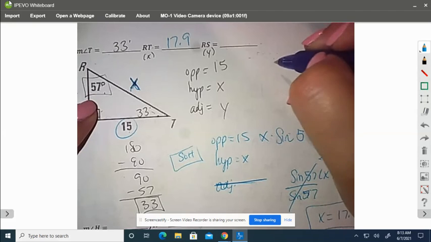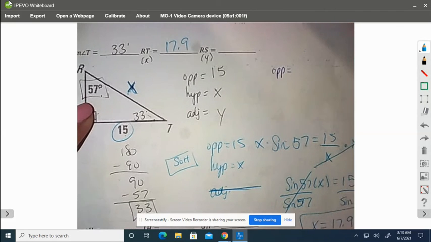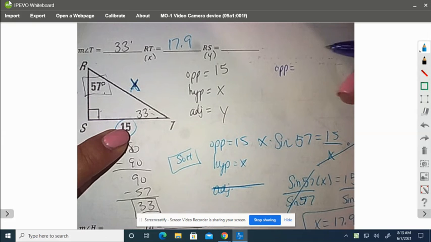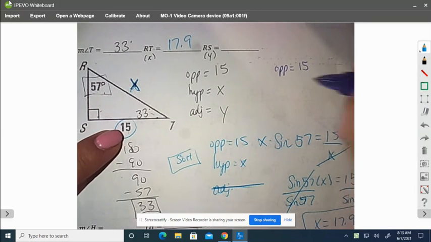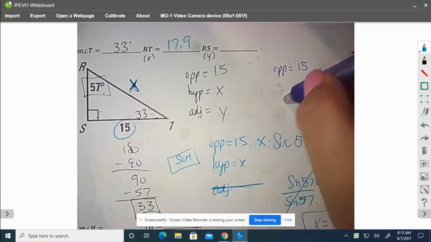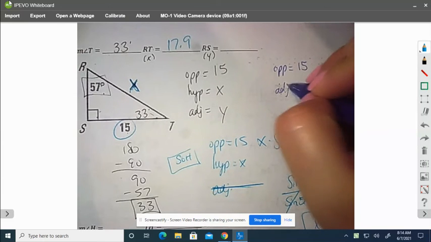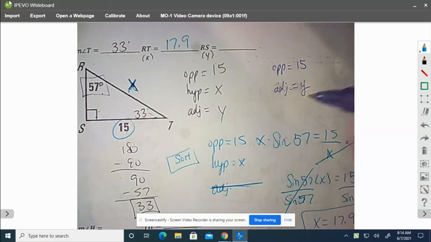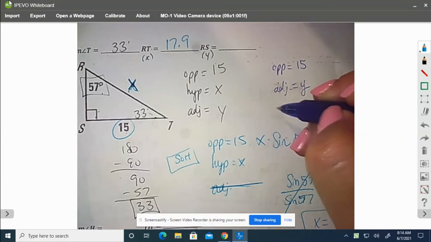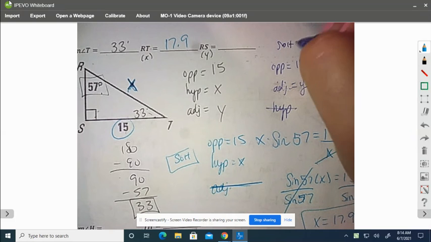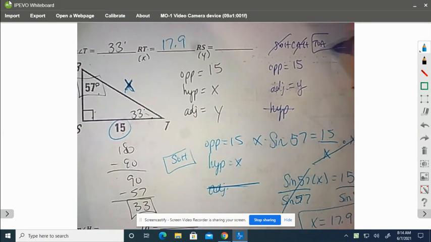So from 57 now, and I'm doing a different color again to separate what I'm doing for you, the opposite from 57 is still 15. But now my y is the adjacent. I wrote that backwards. The adjacent is y. So what do I not have now? The hypotenuse. I don't have the hypotenuse. So when it comes to SOH CAH TOA, I don't want to use SOH or CAH. I'm going to use tangent.